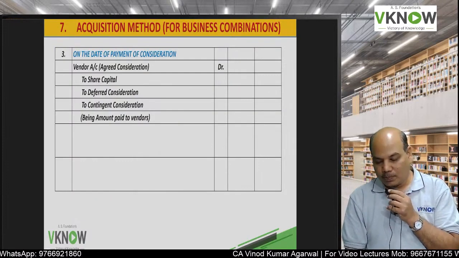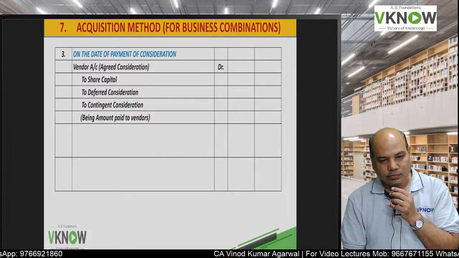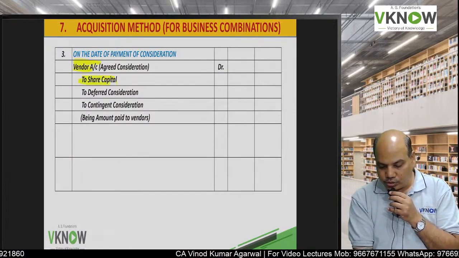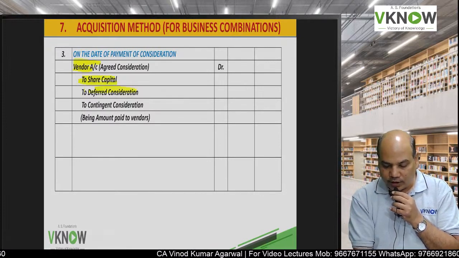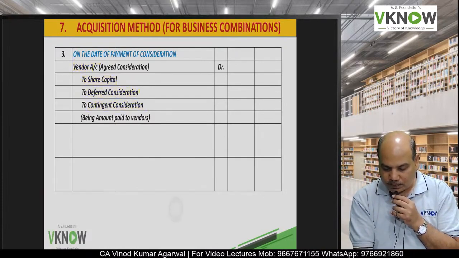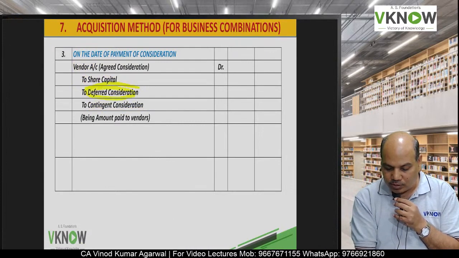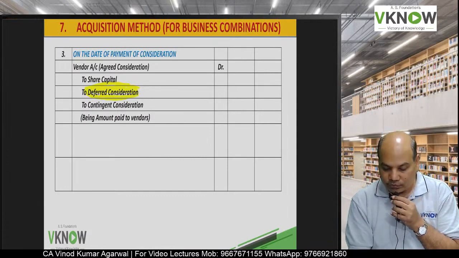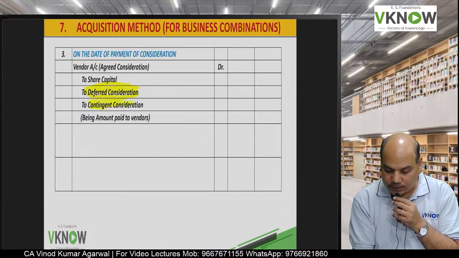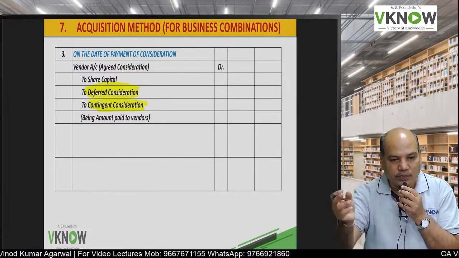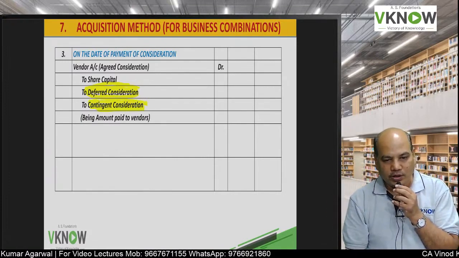Then come to the payment of consideration. The consideration payment entry will be vendor account debit, to share capital, to deferred consideration, and to contingent consideration. This again we will discuss subsequently. Some consideration may be paid at a future date, that is called deferred consideration. Some consideration may be paid subject to fulfillment of some condition in future, that is contingent consideration.